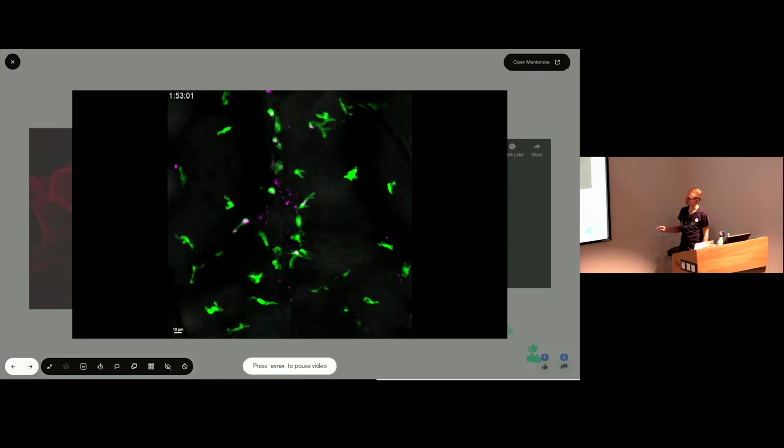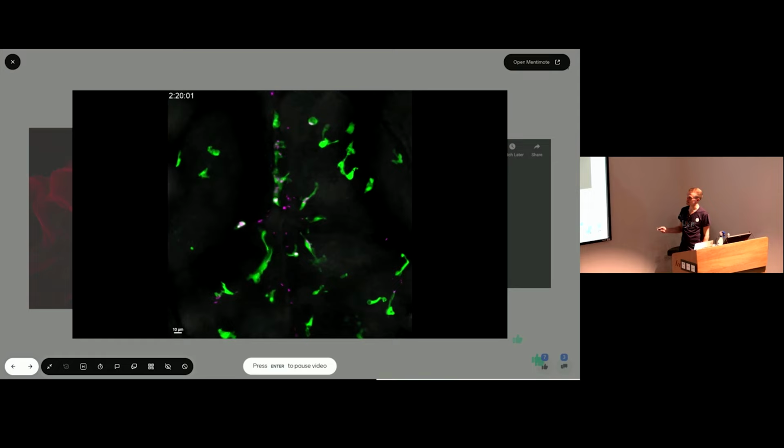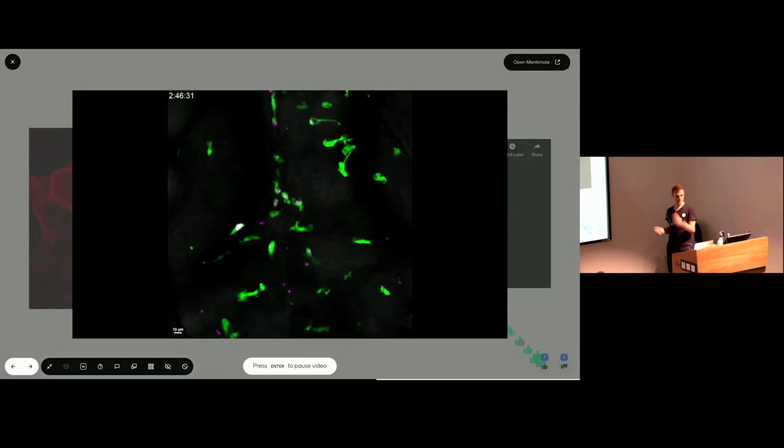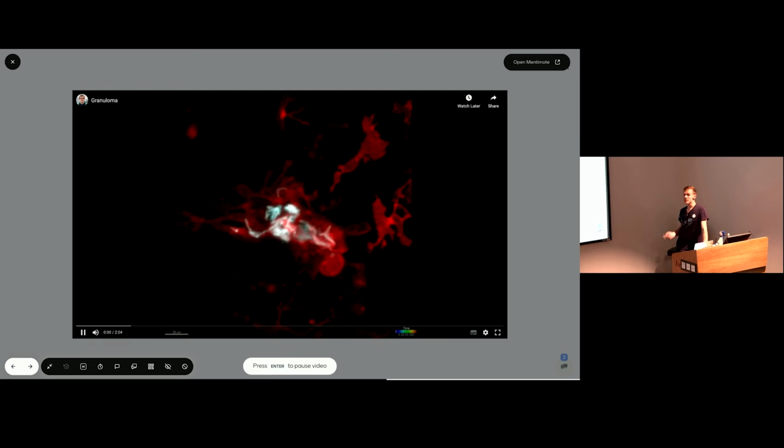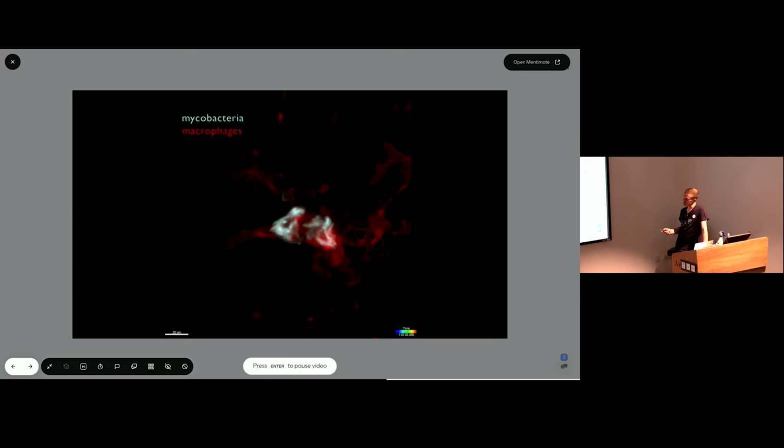If you watch, here's some again. There, did you see that Mac eat some of those bacteria? So we can watch this happen in real time. And so that's Mac eating the bacteria. What about the start of forming of that circle, the granuloma? Well, we can also look at that. So in this video, the bacteria are in blue, and Mac is in red. And you can see this little cluster of Mac infected with bacteria starting to form. And we can watch that over time.